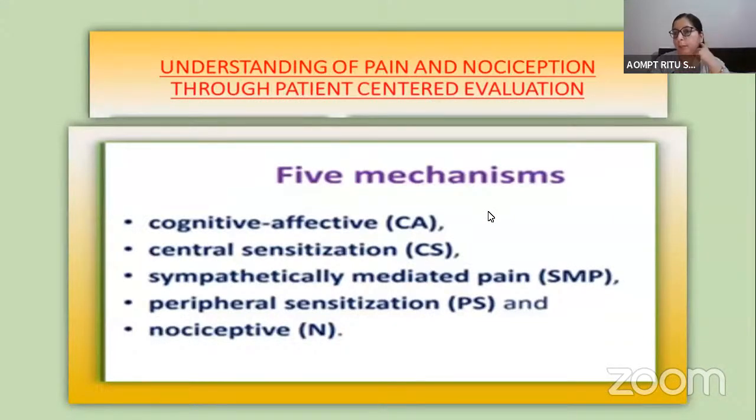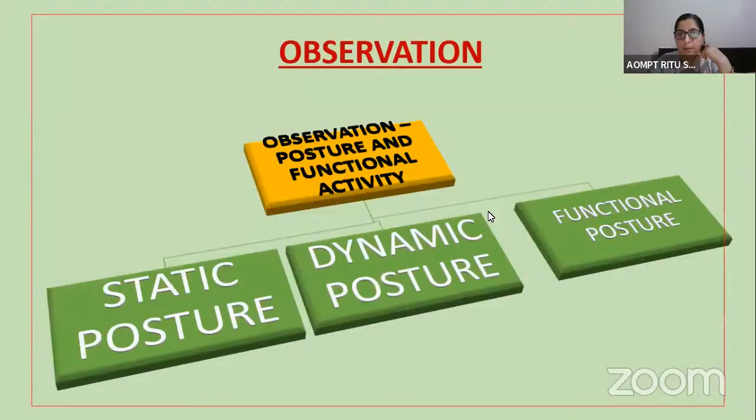And now we are moving towards our main focus, the five mechanisms, where we are going to see one by one: cognitive affective, central sensitization, sympathetically mediated pain, versus peripheral and nociceptive pain. In this also, observation is a very, very important part. The observation of the posture and the functional activity which the patient is not able to perform, like the static posture, dynamic posture, and functional posture. So these are important links which we see when we understand the pain mechanism.